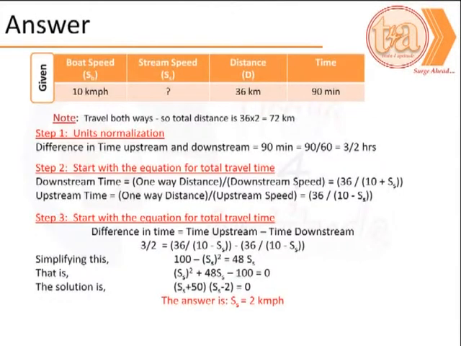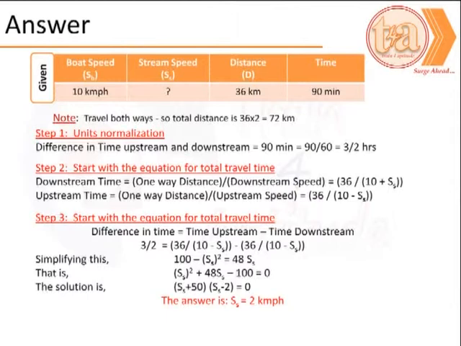We could work out the answer as follows. Given that we know the speed of the boat, the distance one way, and the time to travel in minutes, we can begin by looking at the first step, which is normalizing the units. Since it is in minutes, we would need to get it in hours, and we will retain it as a fraction, that is 3 by 2 hours.